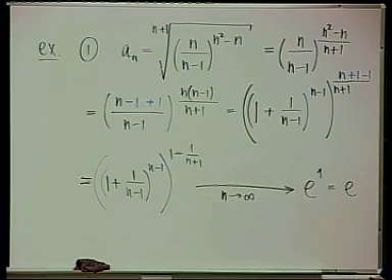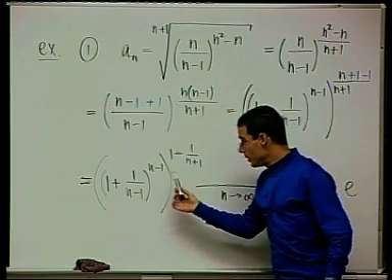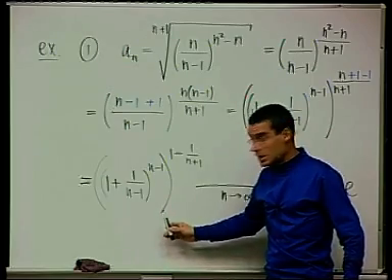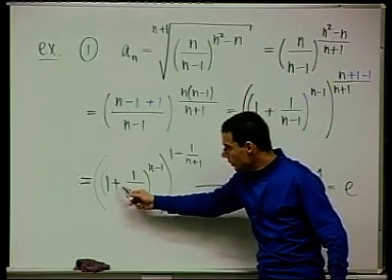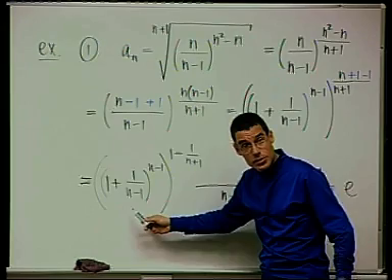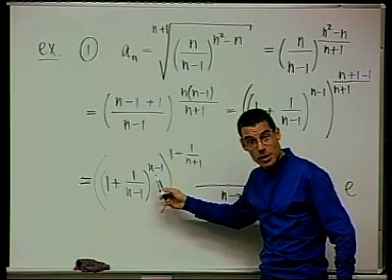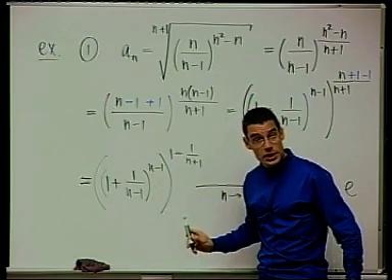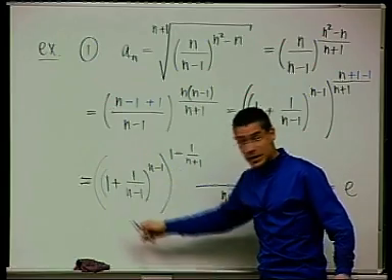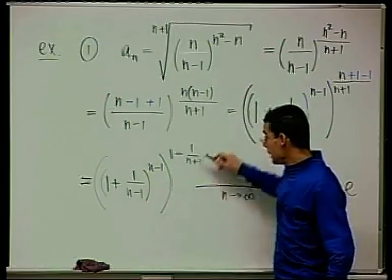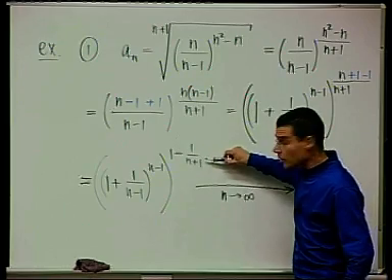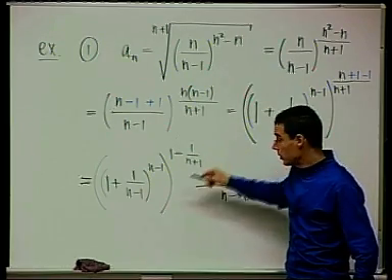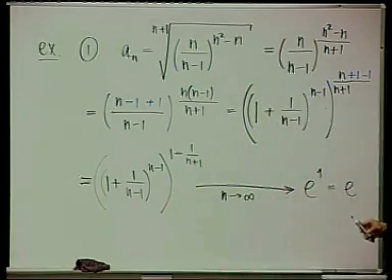How did you get e? Well, the stuff in the parentheses is of the form 1 plus 1 over a sequence, to the power of that sequence, where the sequence goes to infinity. Do you agree that that goes to e? Yes. And do you agree that the power here goes to 1? Yeah. So the limit is e to the power 1. Do you agree?